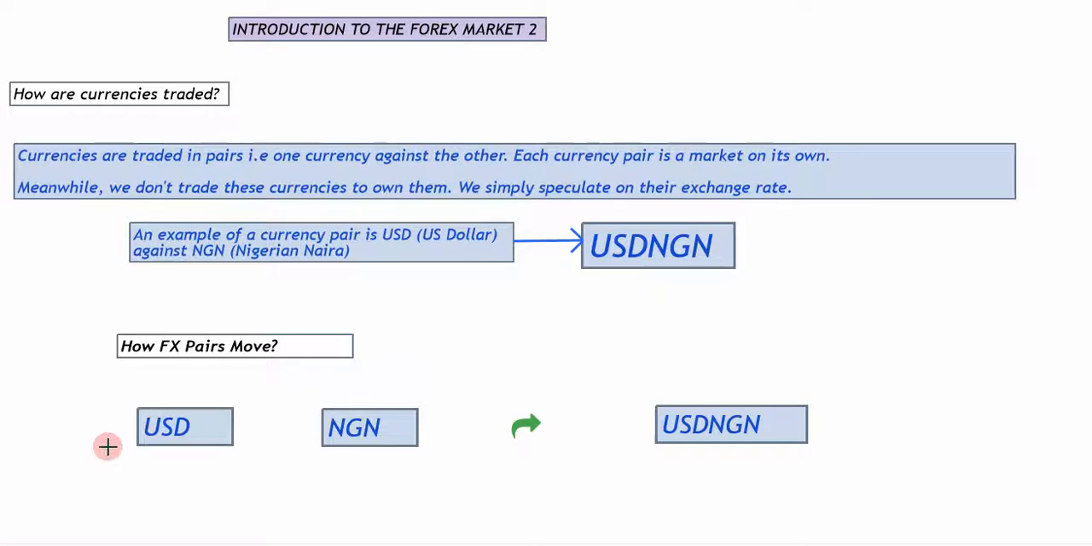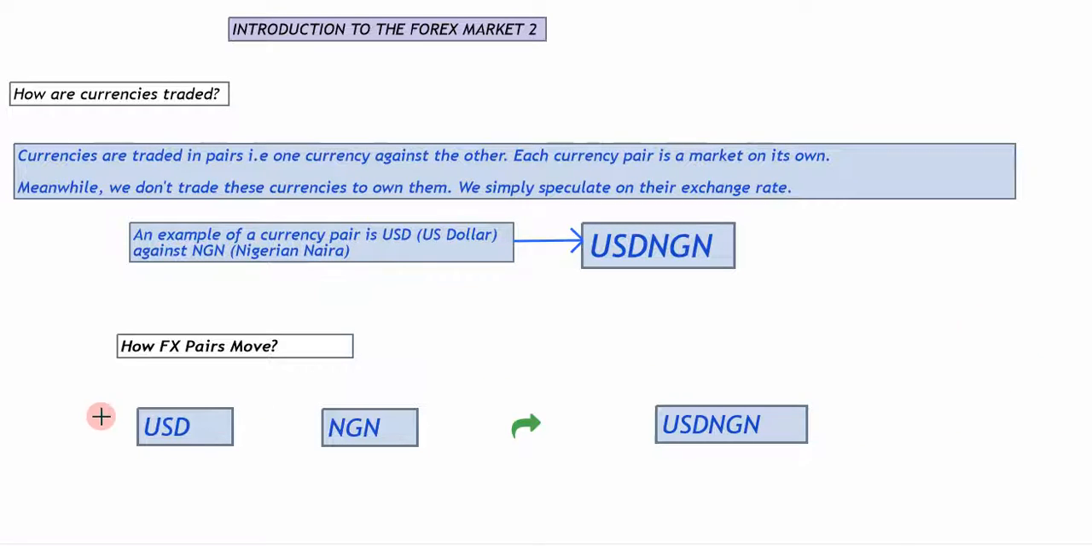So if the US dollar goes up, for example, and the Nigerian naira does not gain value, which means that within a certain period of time the US dollar has gained more value over the Nigerian naira, what is going to happen to the US dollar Nigerian naira? Of course, it's going to go up as well. So when the US dollar goes up and the Nigerian naira loses or does not gain as much as the US dollar, that means that the US dollar Nigerian naira is going to gain value.